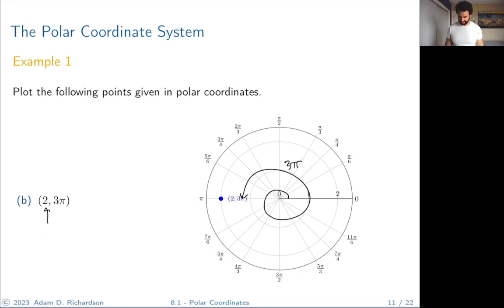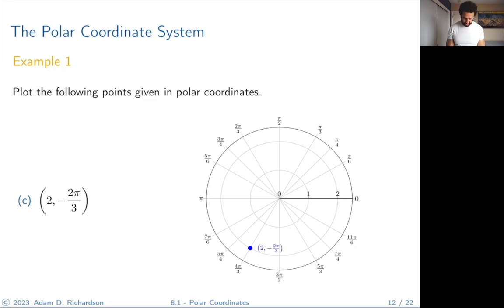And that's the point. Okay, let's look at the next one. This is the one where the circle has radius 2 and the angle is negative. So you can still have negative angles. Negative 2 pi over 3, that's like going this way clockwise, right? And we're going to lie on the circle of radius 2. And so that's how we can locate a point.